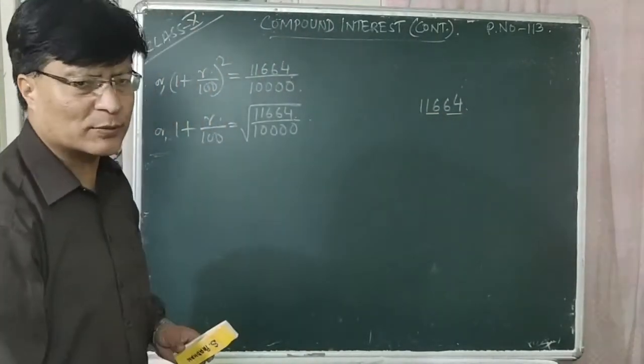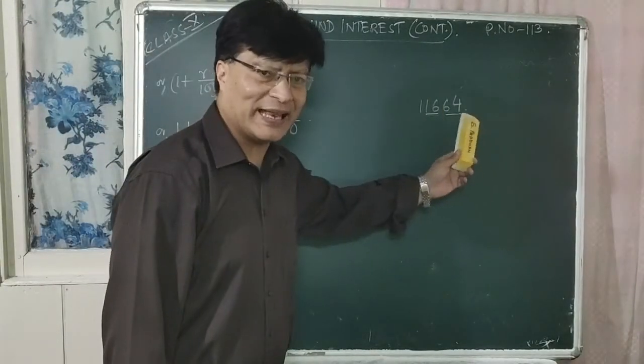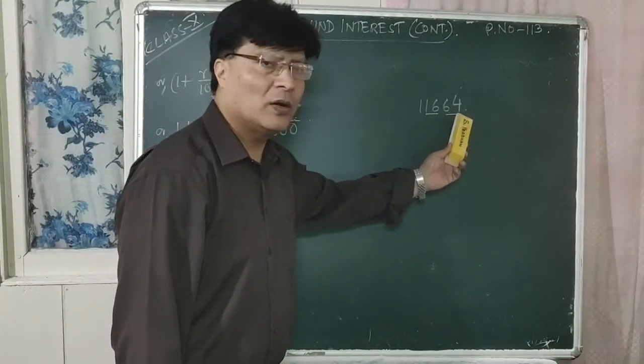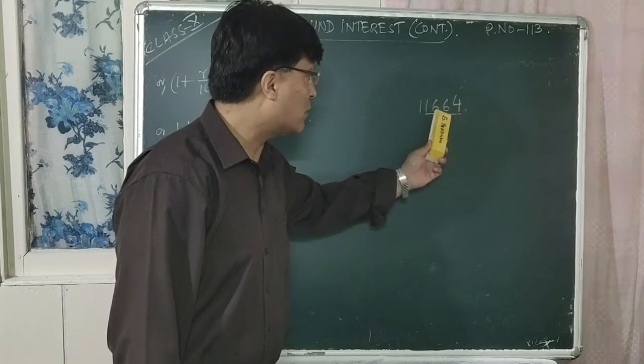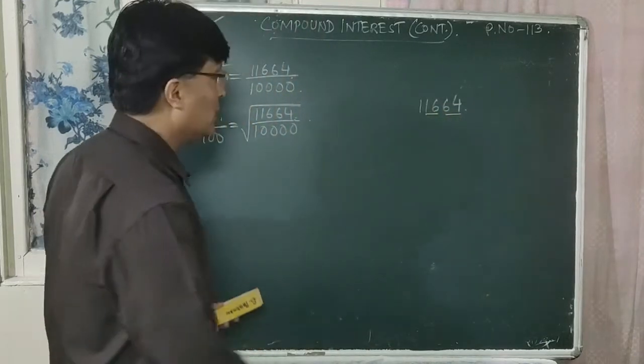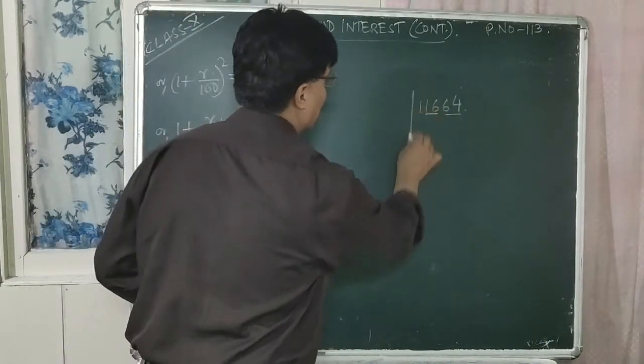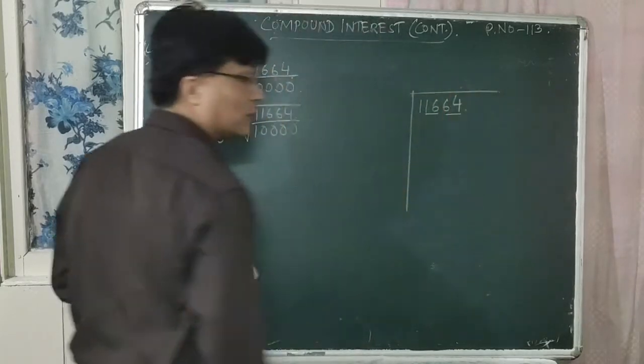You have to take the terms in pair from the last number. That is, what is a pair of 4? 6. And what is a pair of 6? 1. So there is only 1 here. So let us find out the square root.